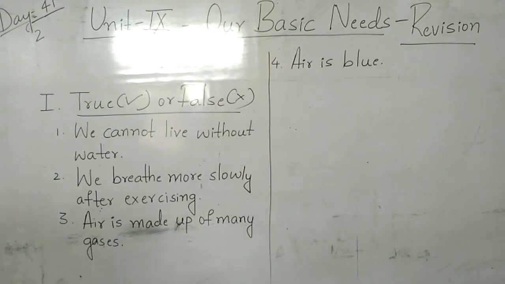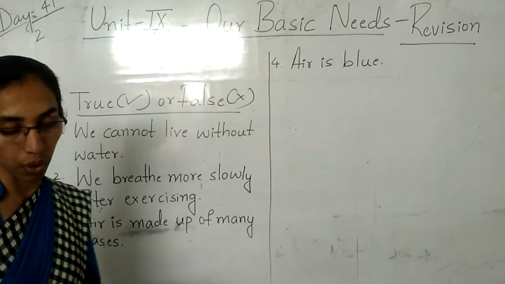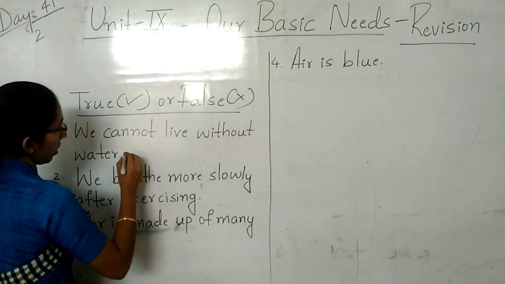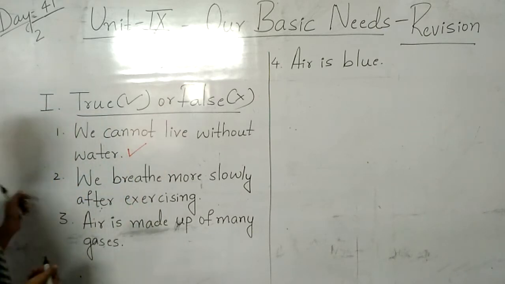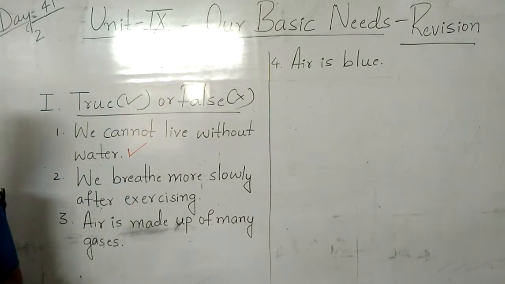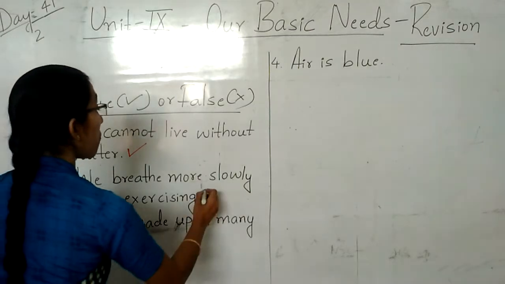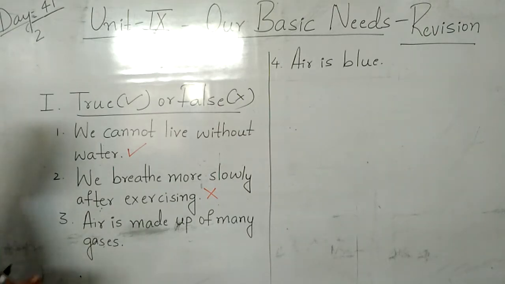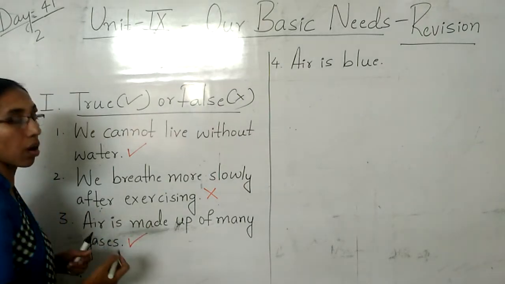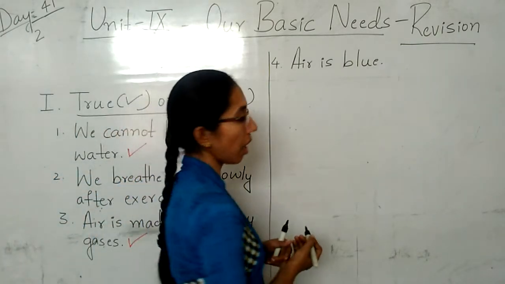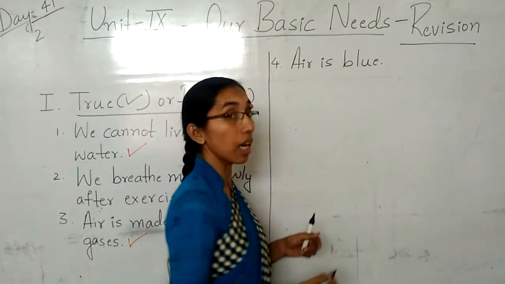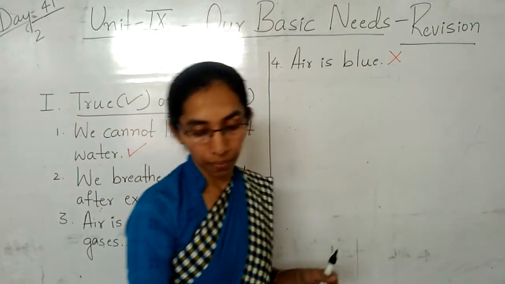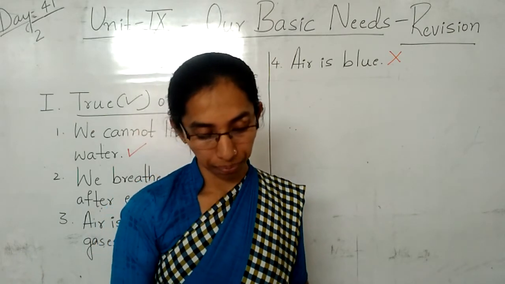So what is the first one? We cannot live without water. It is true, no? We cannot live without water only. It is true. We breathe more slowly after exercising. No, our breath goes very fast. That means fast. Air is made up of many gases. Yes. It is made up of nitrogen, oxygen, carbon dioxide and other gases. Air is blue color. Does air have any color? No. Air doesn't have any color. Okay children?